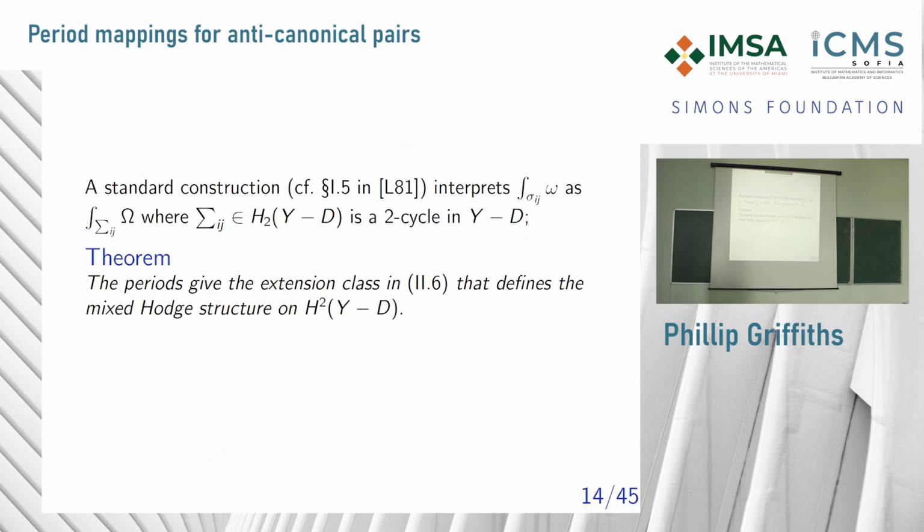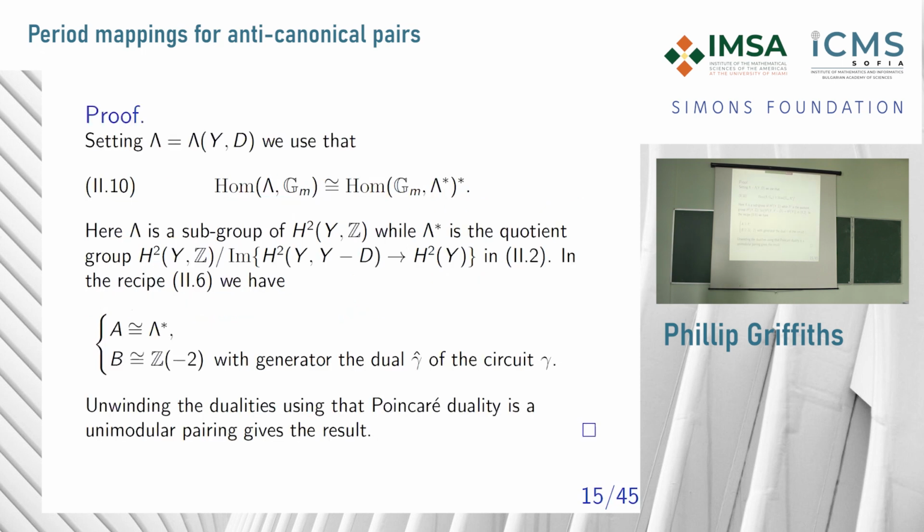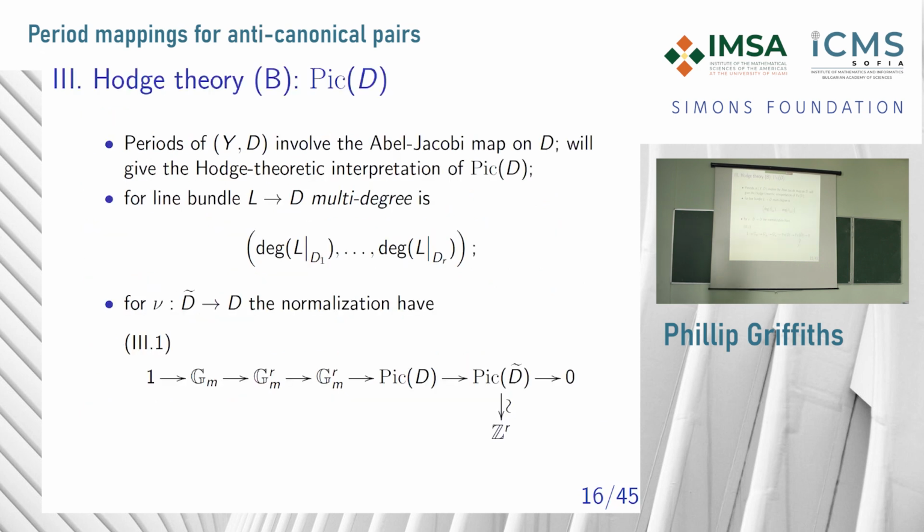So the theorem is then that the periods, as defined in the previous overhead, give the mixed Hodge structure by this recipe identifying mixed Hodge structures with Ext's. So I won't go through the argument. This is given in the notes, which are, I think, on the website. But you just unwind the dualities, in Poincaré duality, and just check that this is the right description for the mixed Hodge structure. So this is what is going to be the mixed Hodge structure that gives the period map. Okay.